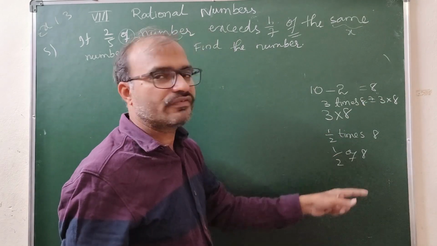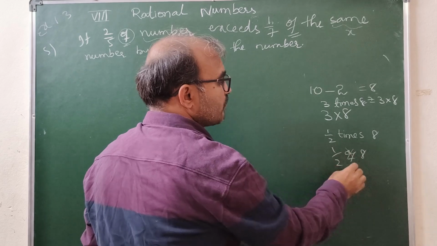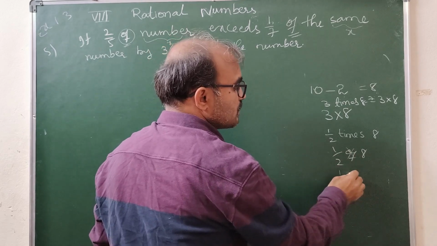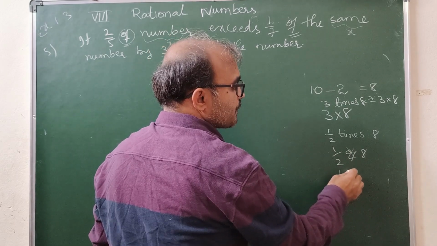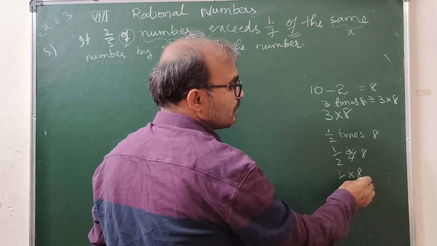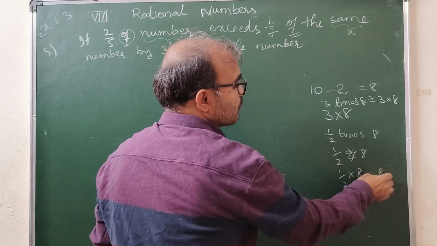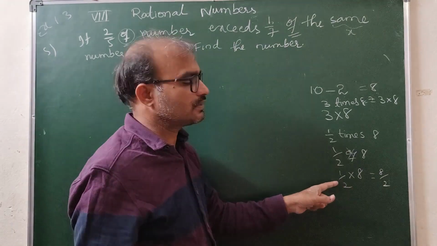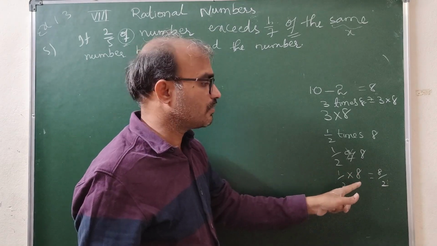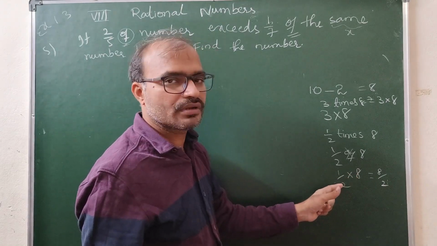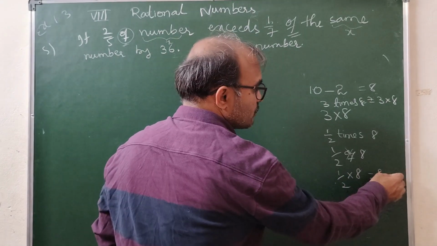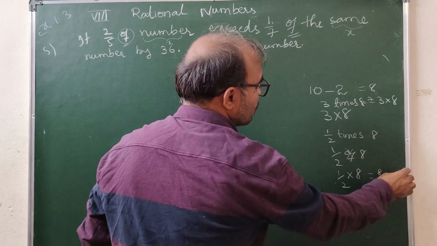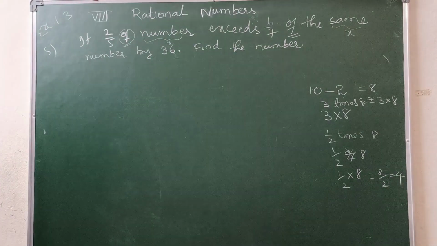Here also, half of 8, so you have to multiply. Half of 8, how much? Half of 8 is 4, you know already. So how do you get this? 8 by 2. Whenever you see one fraction into a whole number, you have to divide that whole number by this denominator. Half of 8 is 4, right? So 8 by 2 is 4.